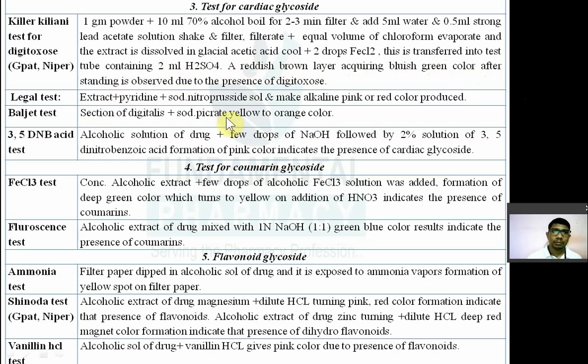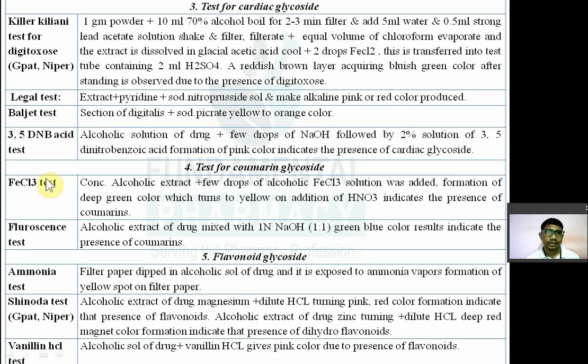So remember, Keller-Kiliani test is a specific test for digitoxose. Now the second test for cardiac glycoside is the Legal test. In that test you have to make an extract of the drug and add pyridine to the extract plus sodium nitroprusside solution. Shake, and you will get a pink or red color, and that indicates the presence of cardiac glycoside.